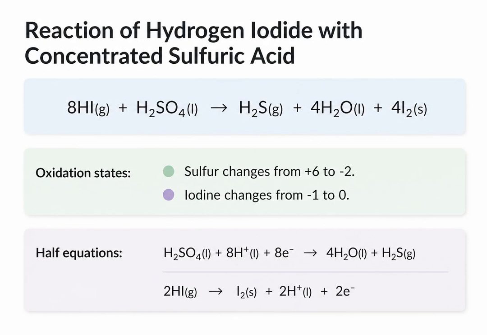Moving to hydrogen iodide, we see a much more dramatic reduction. Because hydrogen iodide is a stronger reducing agent than hydrogen bromide, it reduces the sulfur in sulfuric acid all the way from an oxidation state of +6 down to -2, forming hydrogen sulfide gas. The hydrogen iodide is oxidized to solid iodine, which appears as a violet vapor or black solid. This deeper reduction highlights the trend we discussed earlier. Reducing power increases as we go down the halogen group.